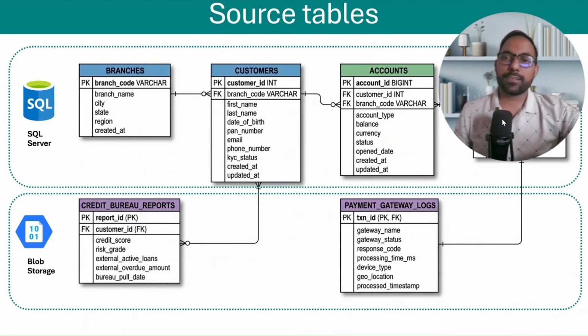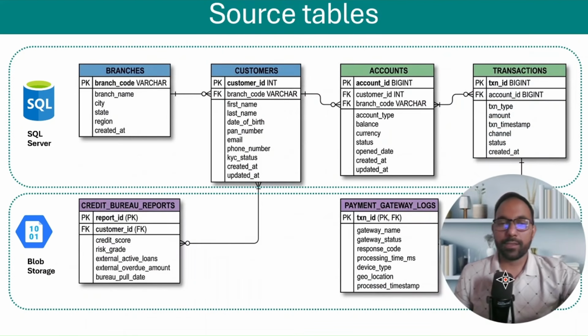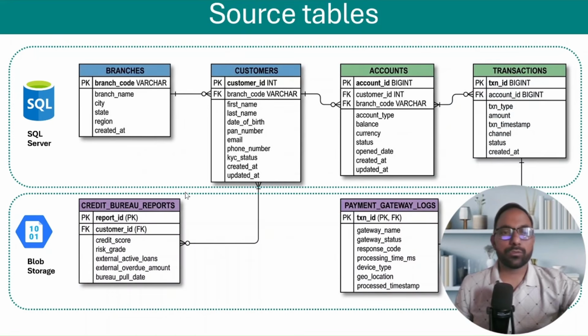Next, let's understand our source tables quickly. So in total, we are going to use 6 source tables. 4 are there in SQL Server and 2 we are going to ingest from blob storage. And blob storage is kind of like file storage only. So we will be using a Databricks volume for this. For SQL Server, we will be using a free edition, which anybody can set up very quickly in Azure.